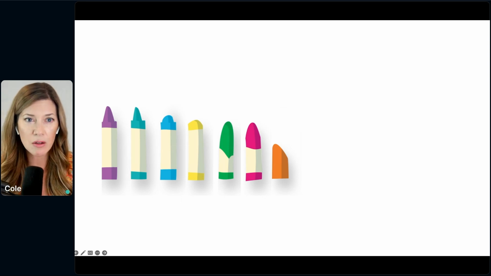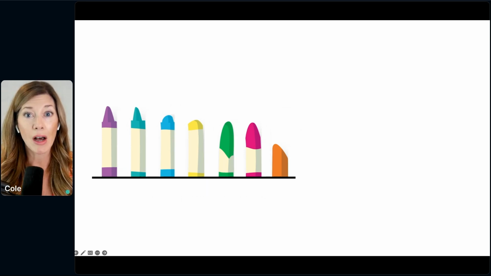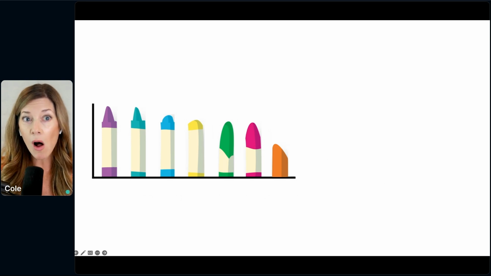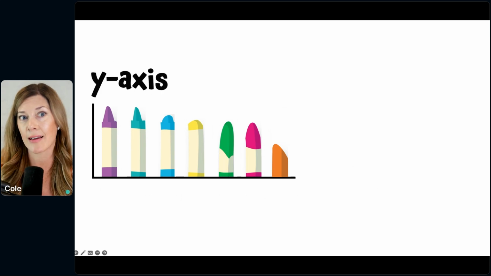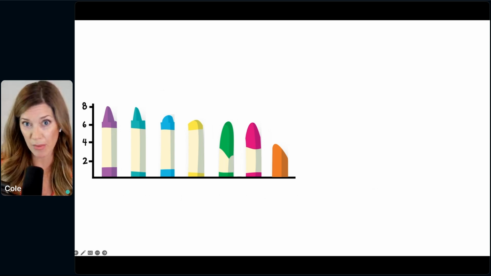Let's make it look a little more like a typical graph. We can add a horizontal line on the bottom. That's known as the x-axis. We'll also add a vertical one at the left side. This one's called the y-axis. Now, that's where we can put the numbers on my graph.